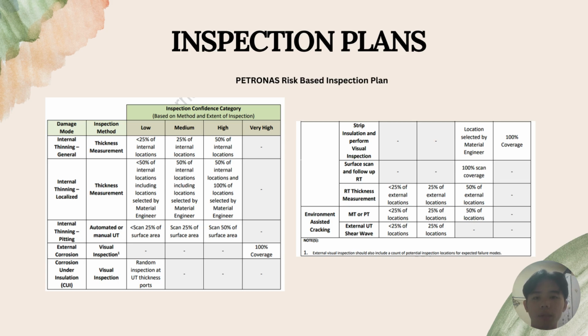For example, we look at the internal thinning due to general corrosion, which can be inspected using thickness measurement tools. The inspection confidence levels determine the extent of coverage. For example, for low and medium confidence, less than 25% of internal corrosion locations are inspected. As the confidence level increases to high, 50% of the internal locations are inspected, ensuring all critical areas are included.